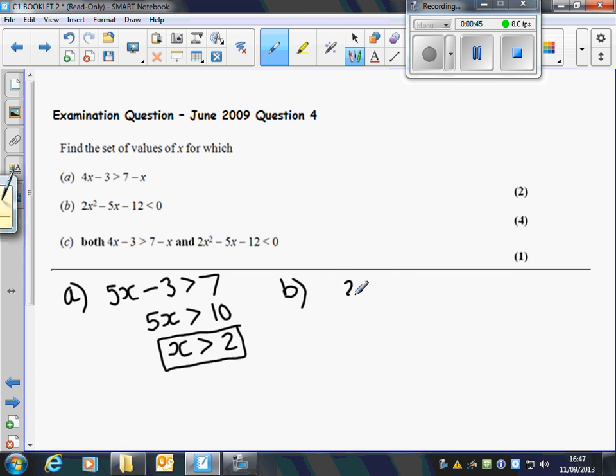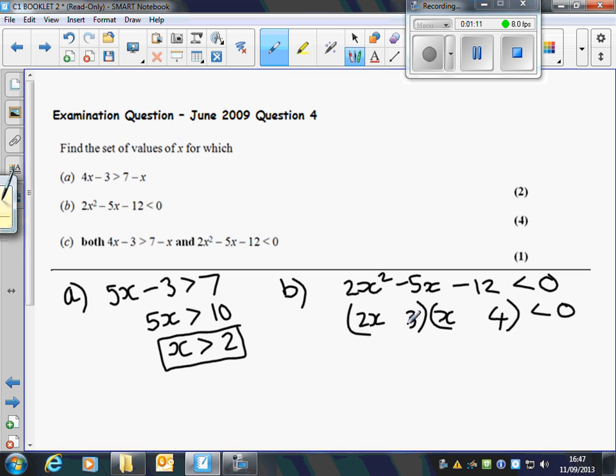In part B, we have a quadratic inequality. So we need to factorise. So we've got 2x and x. Now we can either use 6 and 2, 12 and 1, or 4 and 3. Now after trying a few combinations, you'll figure that it's 4 and 3.